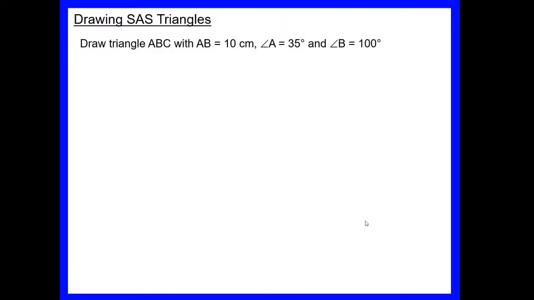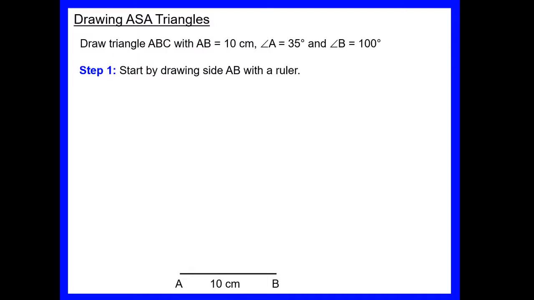Okay, so now that we've done our triangle there, we're going to have a look at an ASA triangle. So this triangle then has a line that's 10 centimeters, so AB is 10 centimeters. We have angle A at 35 degrees and angle B at 100 degrees. So we're going to start with our line again. Okay, so our first line AB is 10 centimeters. So we've drawn a 10 centimeter line and labeled A and B at each point.